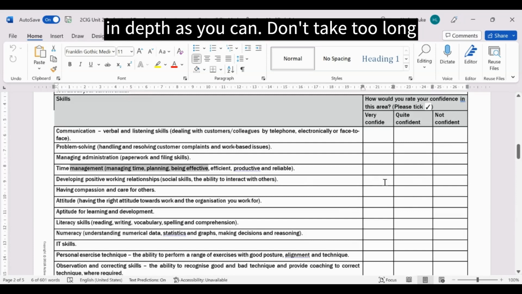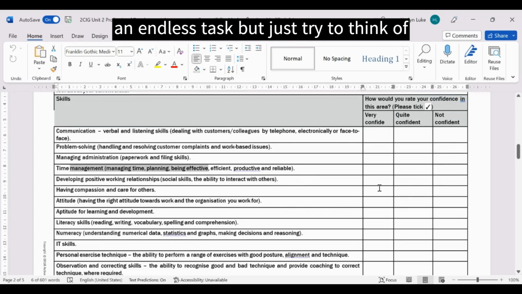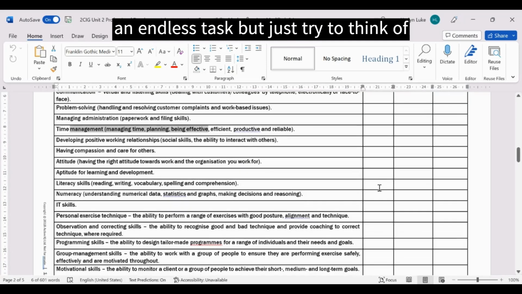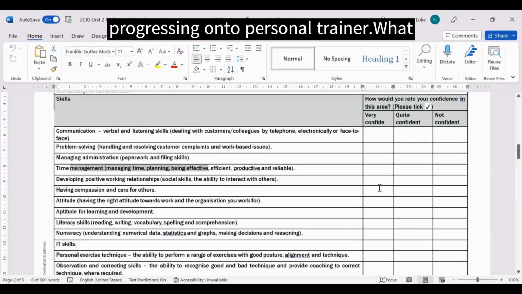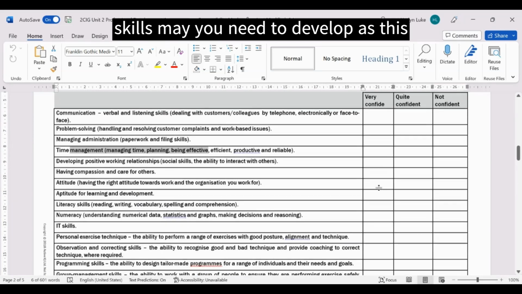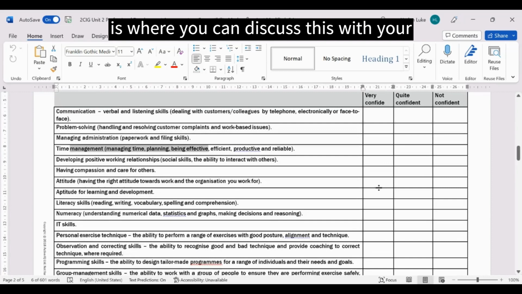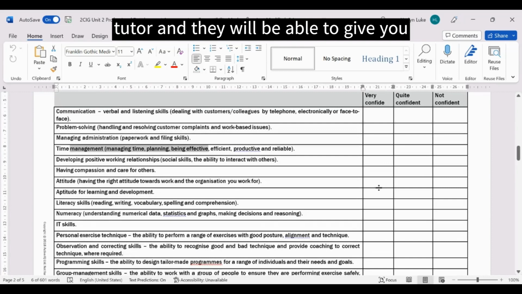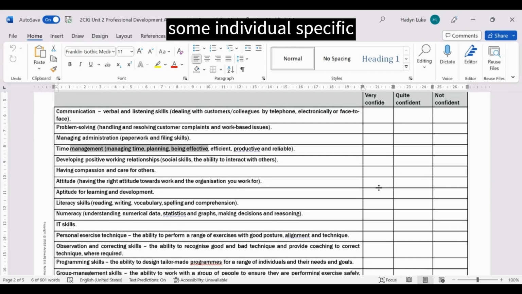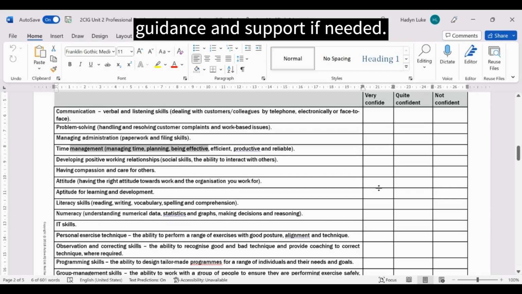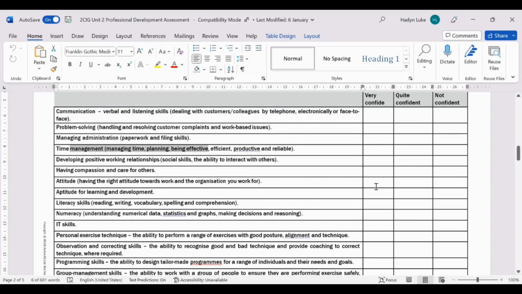Don't take too long analysing them, as it could be a bit of an endless task, but just try to think of different ways, either as a gym instructor, or if you're thinking about progressing onto personal trainer, what skills you may need to develop, as this is where you can discuss this with your tutor and they will be able to give you some individual specific guidance and support if needed.